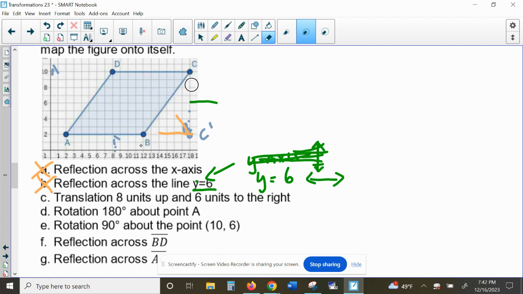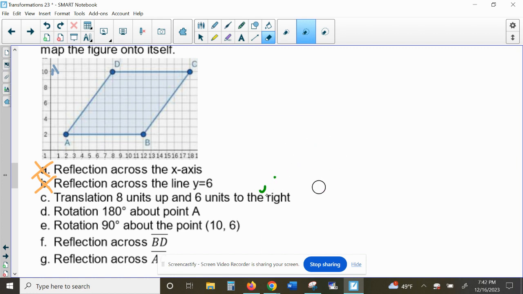If I take this whole shape and I translate it 8 units up and 6 units to the right, that means I'm going to take each one of those 4 points and move them 8 units up. So let's take this B. 1, 2, 3, 4, 5, 6, 7, 8 units up and 6 to the right. 1, 2, 3, 4, 5, 6. So my B is going to land here, right?